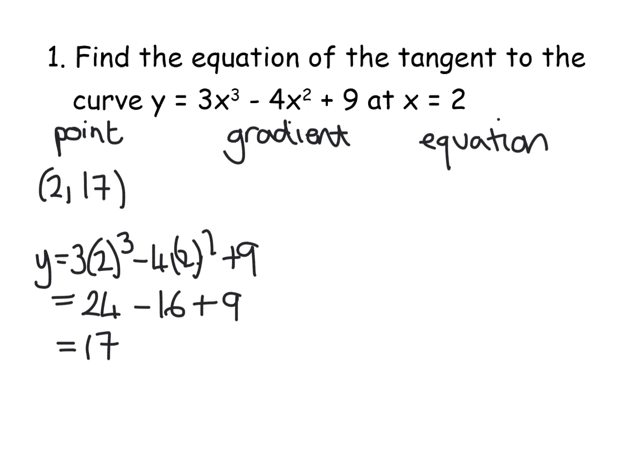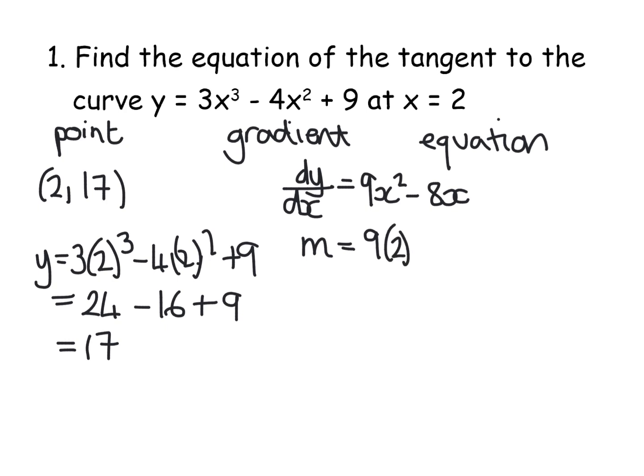To get your gradient, what you do is you find f dashed x or dy by dx. So in this case, we're going to use dy by dx, and we're going to differentiate the equation above. So times by the power, lower the power, will give you 9x squared, take away 8x, and the 9 will disappear. Now dy by dx means gradient, so I'm going to replace that with m for gradient. And we know our x value is 2, so we'll replace x with the value of 2. There's a lot of substitution going on in here. 2 squared is 4, times by 9 is 36, take away 16 gives us 20.